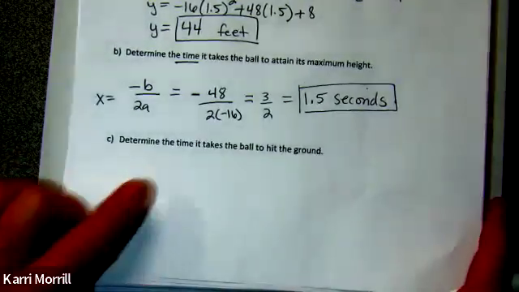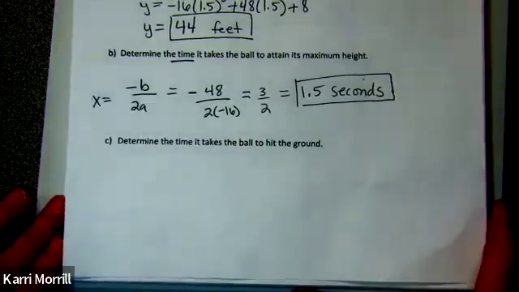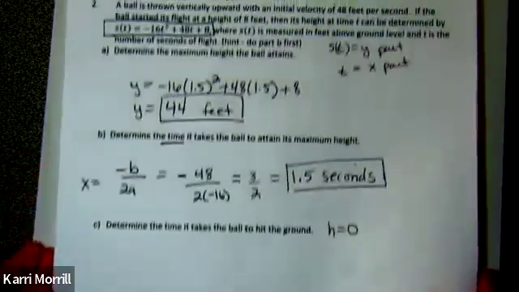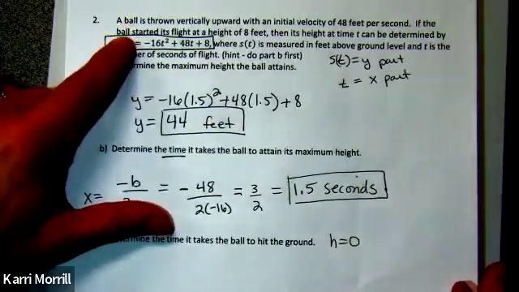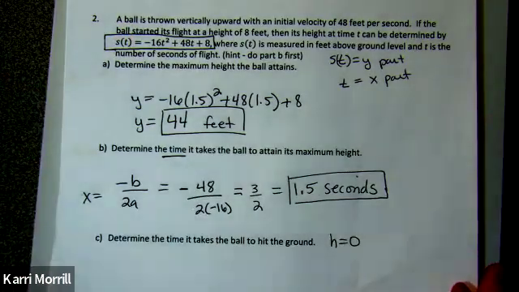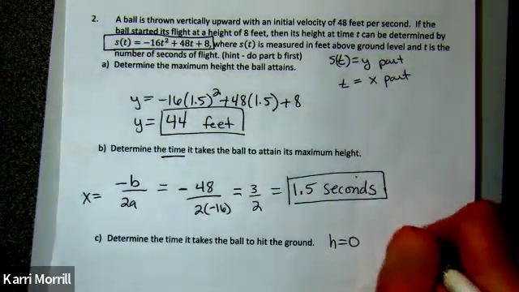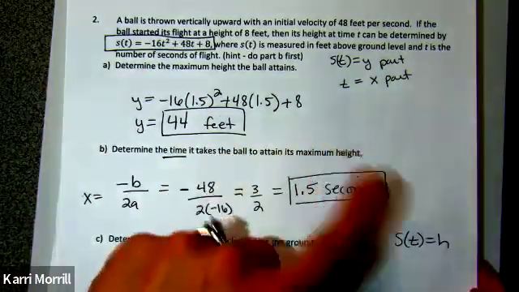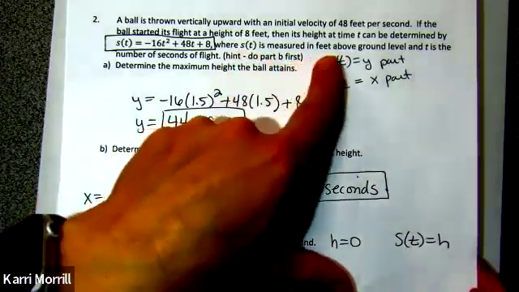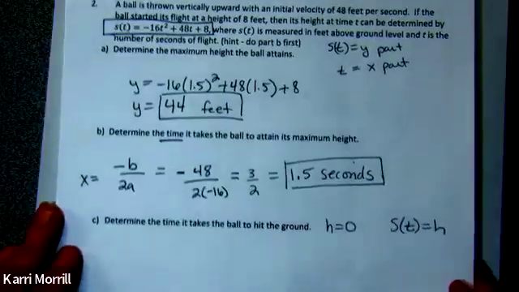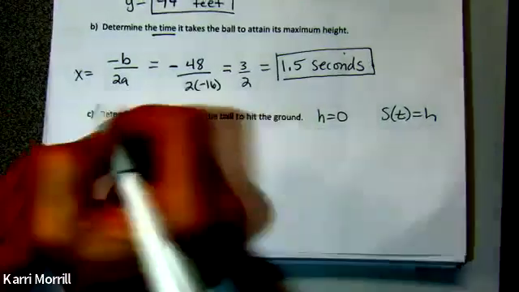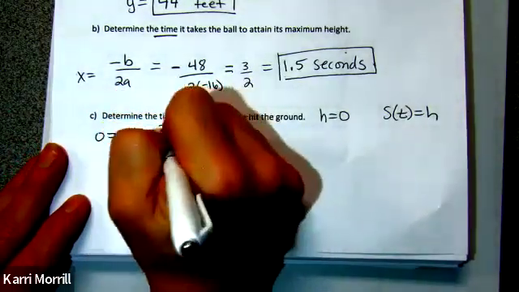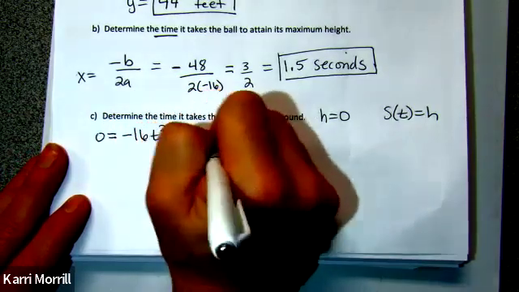This one says determine the time it takes for the ball to hit the ground. So the height would have to be 0. So we would replace that S of t, which is like our height, kind of, right? Because S of t tells you the feet above ground, the height. So we're just going to say 0 equals negative 16 t squared plus 48 t plus 8.